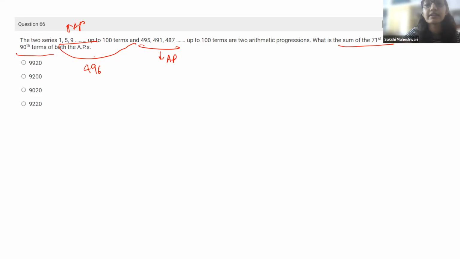So this is very easy. The sum of respective terms in both the APs will be 496. So the sum of the 71st to 90th terms in both the APs will be 20 into 496. Isn't this very simple? You're getting what I'm trying to say. You can just multiply and get the answer. Okay.